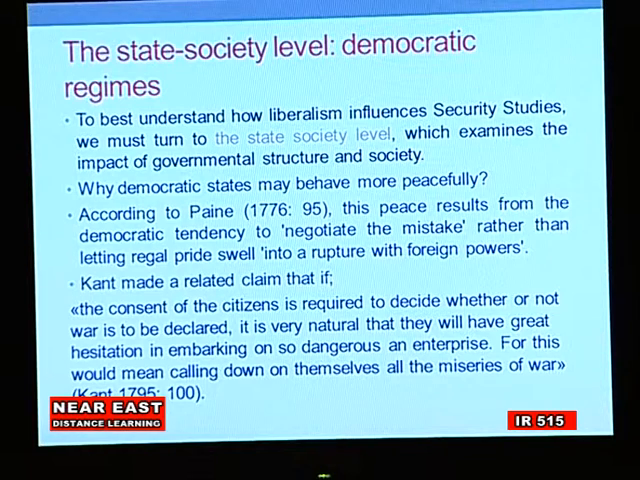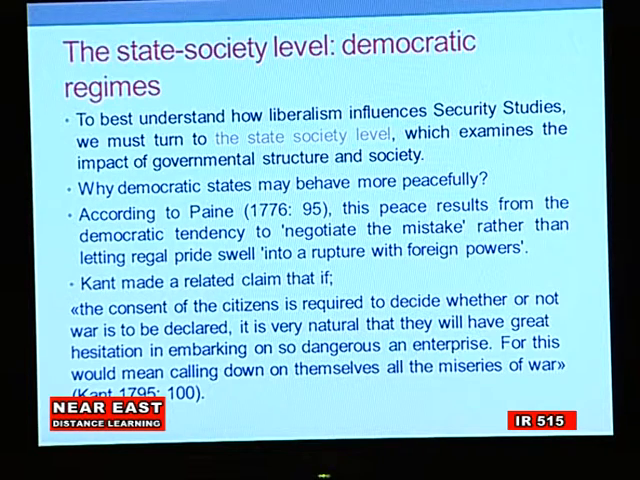So when we look at the state-society level understanding in the liberal perspective, the main focus appears to be the democratic regimes. This is why we follow up with the question of why democratic states may behave more peacefully in the international system. Well, there are different perspectives. We will look at two main perspectives, one deriving from Paine and the other from Kant, to find a plausible basic answer to why democratic states act in a more peaceful manner.